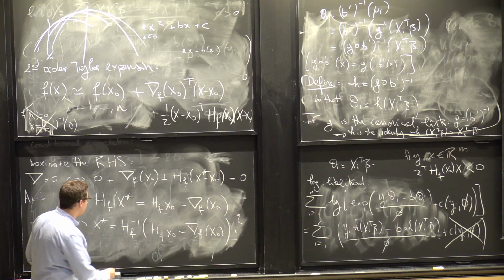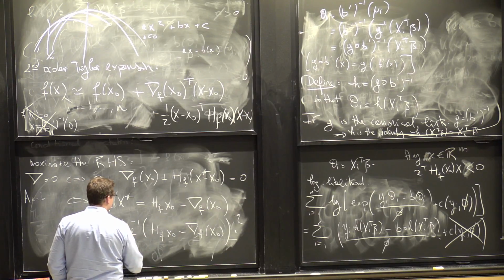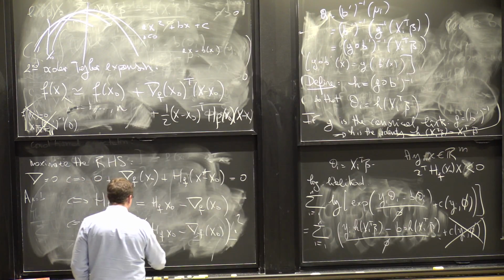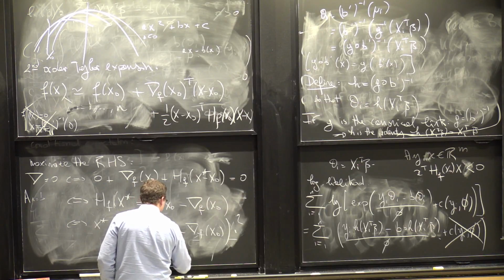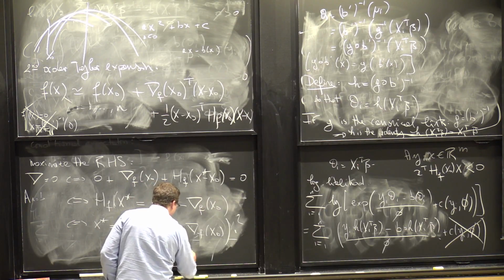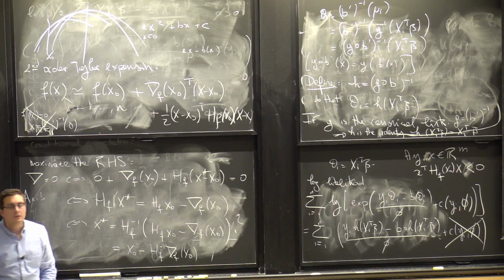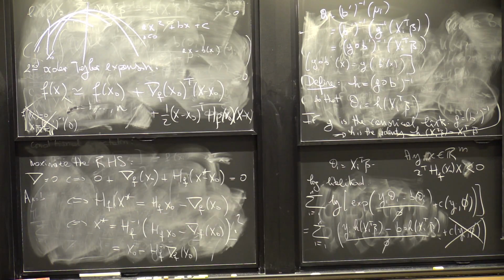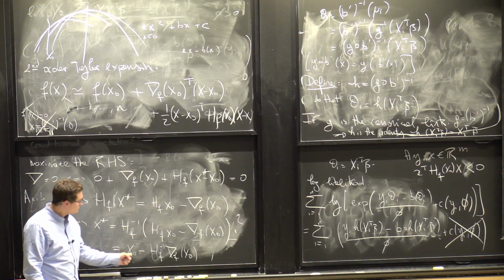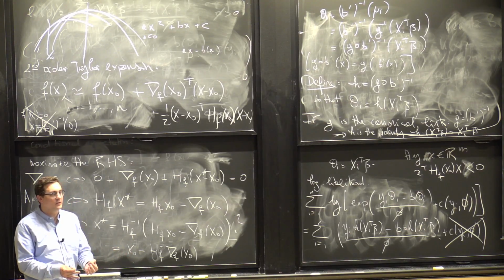Those two terms are going to cancel. So this is actually equal to x0 minus H inverse times the gradient of f at x0. And that's just what's called a Newton iteration. I started at some x0, where I make my approximation.